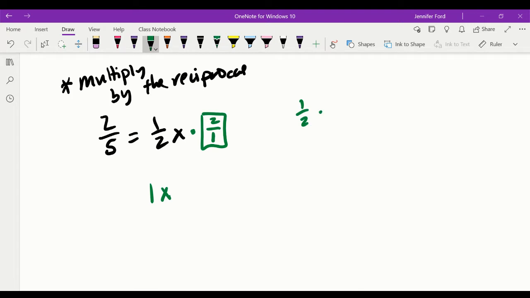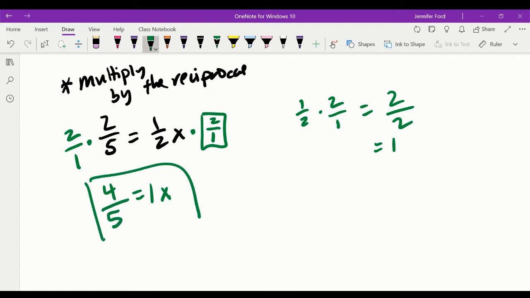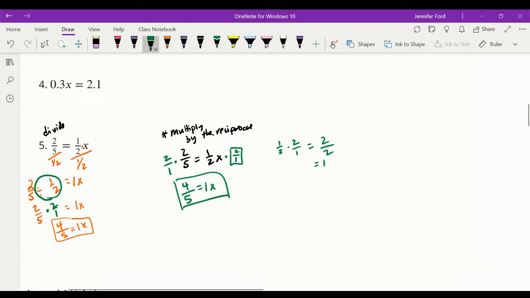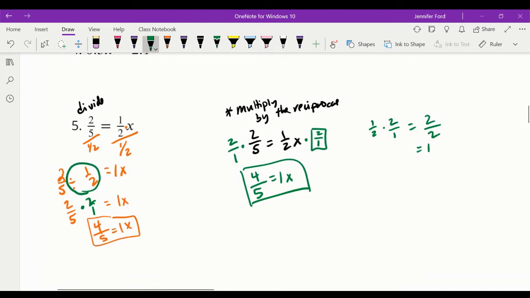So if we do this over here, 1/2 times 2/1. 1 times 2 is 2. 2 times 1 is 2. This is the same thing as 1. So if I multiply 1/2 x times 2/1, I'm going to get 1x, which makes sense because 1/2 times 2 is 1. If I multiply the right-hand side by 2/1, I have to do the same thing on the left-hand side to keep it in balance. 2 times 2 is 4. 1 times 5 is 5. So 1 equals 4/5 x. We got the same answer.